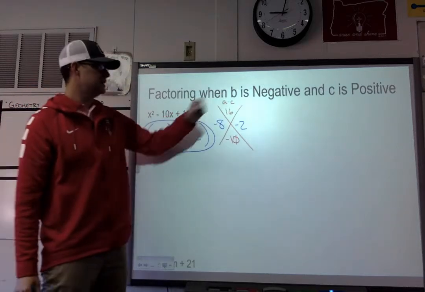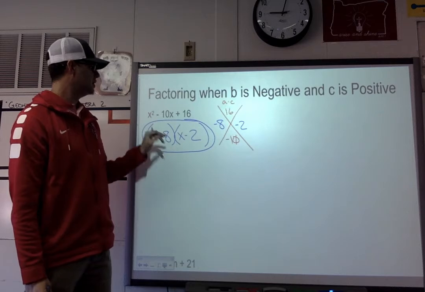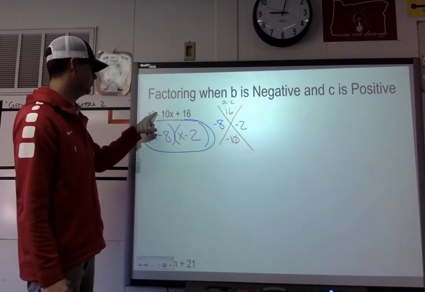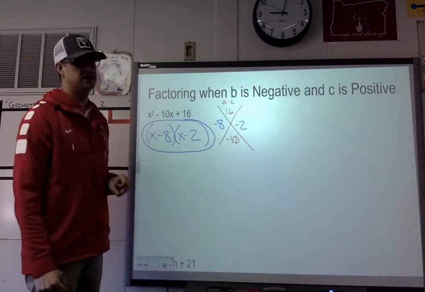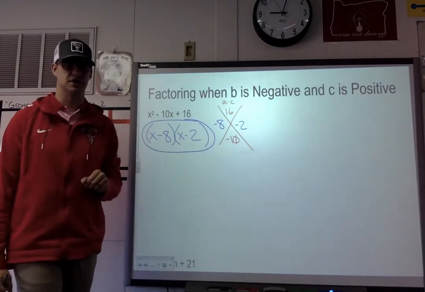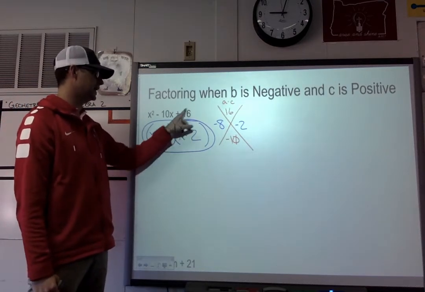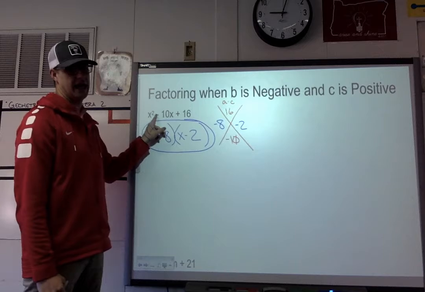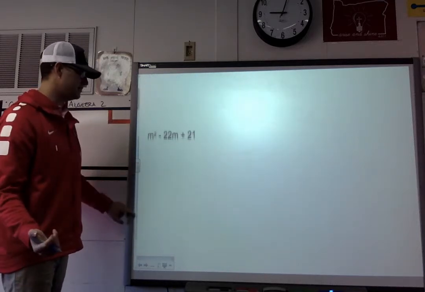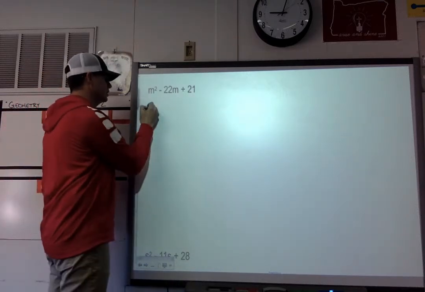So when b and c were both positive, these both ended up being addition. When b is negative and c is positive, so you have a subtraction and then an addition, these are both going to be subtraction. And again, the reasoning behind that is because they need to multiply to a positive and add to a negative. So this is kind of an easy pattern you can follow as you're going through and doing these problems on your homework.